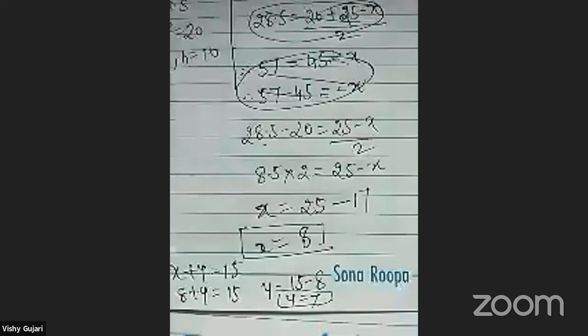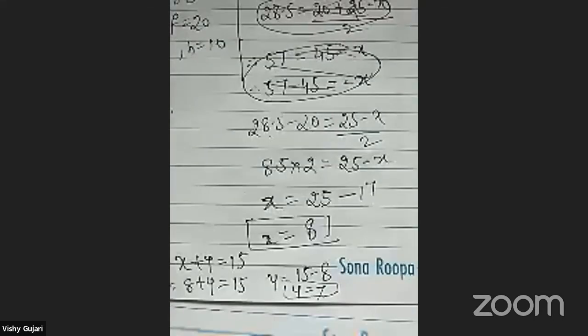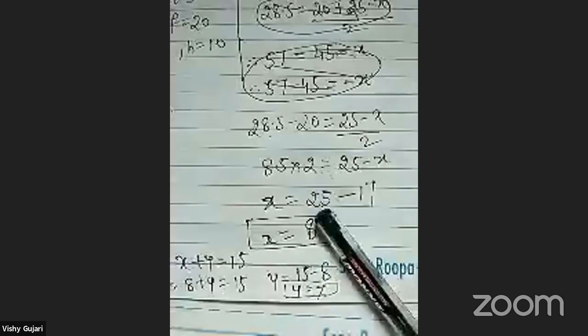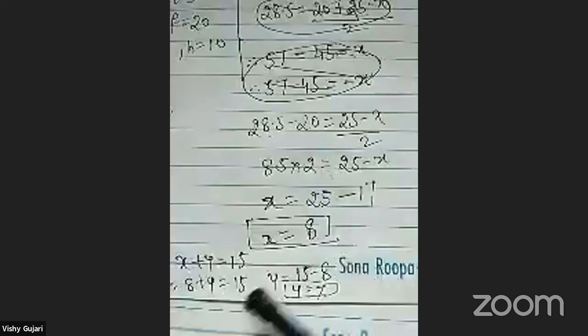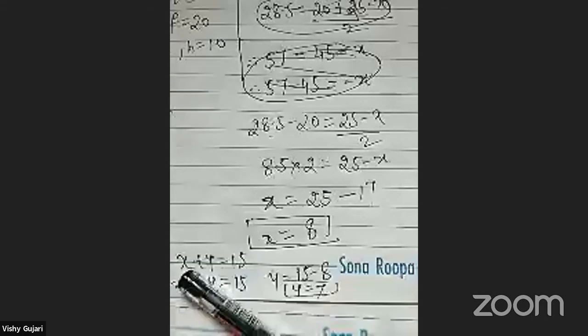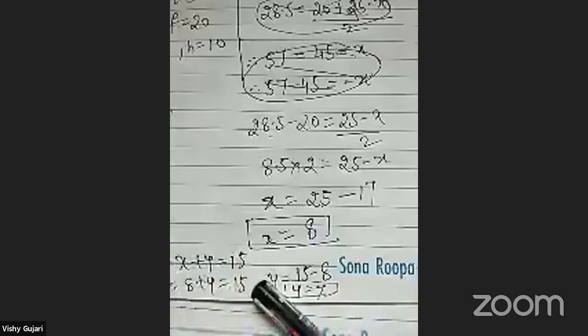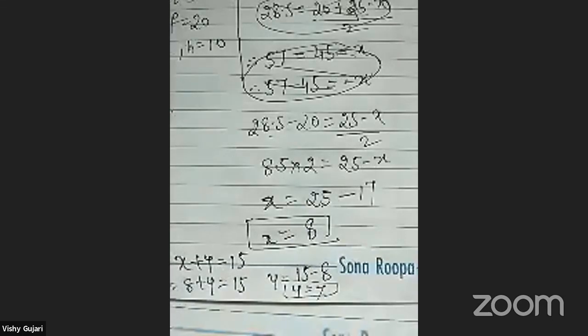Take down. Yes, that's all. Only write down this much. X equal to 8. Put that in equation 1. X plus y equal to 15. 8 plus y equal to 15. Y equal to 15 minus 8. Y is equal to 7. Over, sir. Okay.